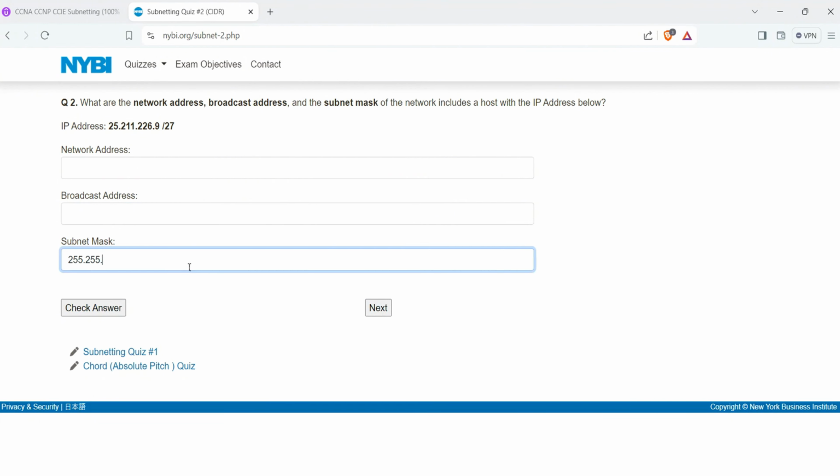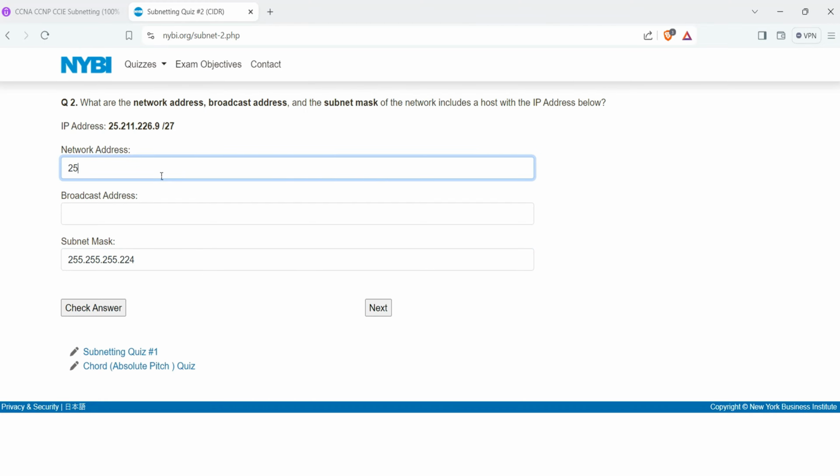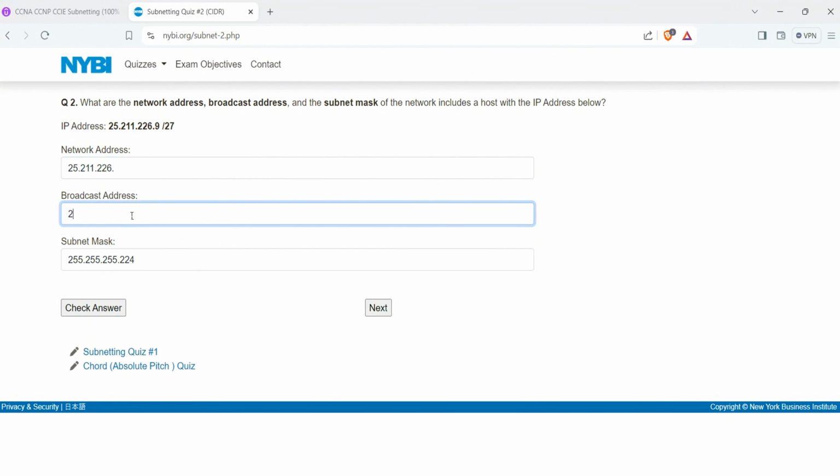Slash 27. No problem. 255, 8 bits, 16 bits, 24 bits. I need what? Three more bits. 128, 64, 32. Okay, how do I add these up together? 224. Okay, the first three octets don't change. 25.211.226 dot. Where does the number 9 fall under?